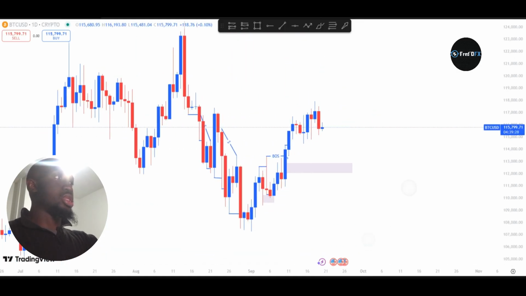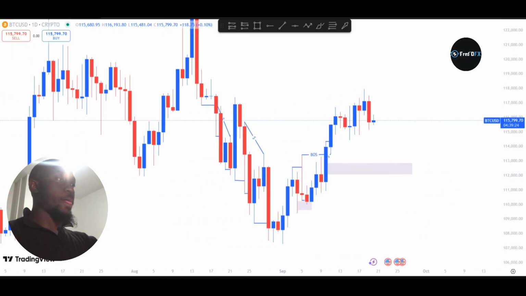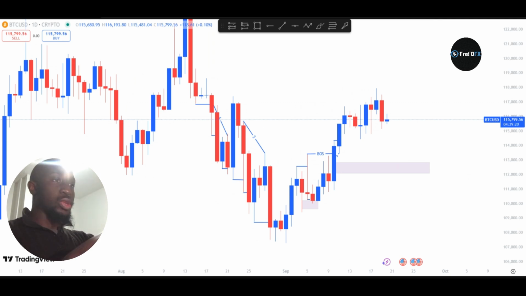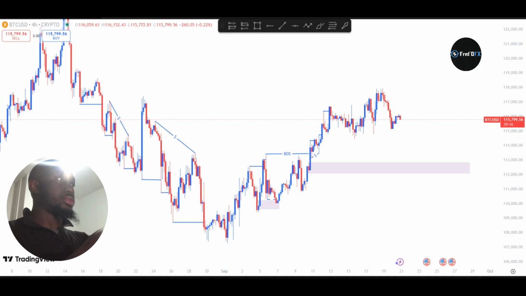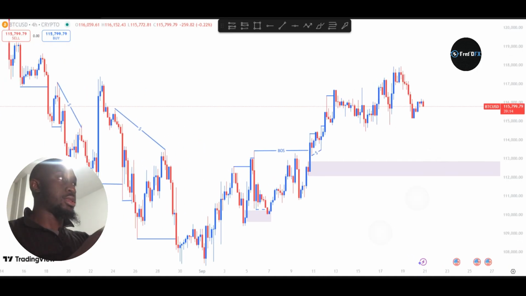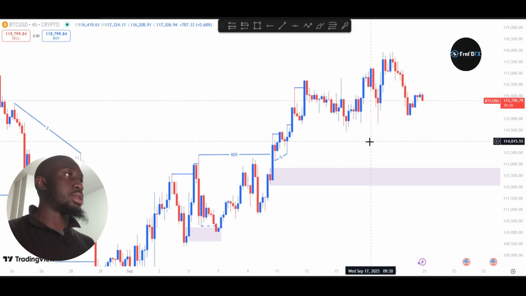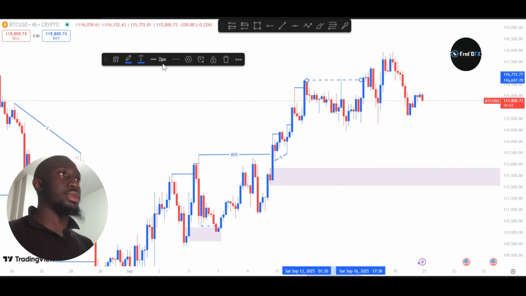So BTC is bullish, so I'm expecting to buy BTC. So let's go to the 4 hours time frame. As you can see, there was a good break of structure from here.